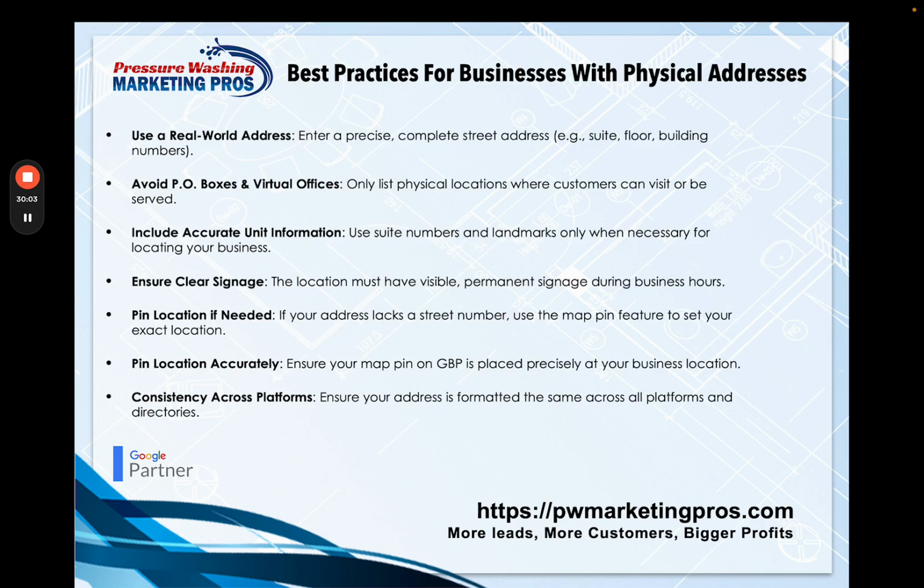So what are the best practices for businesses that actually have a physical address? Well, like I will reiterate again, guys, use a real world address, avoid PO boxes and virtual offices, include accurate unit, suite, and building numbers, ensure that there's clear signage, pin location if needed. So if your address lacks a street number, use a map pin feature to set your exact location. And ensure that your map pin is actually properly placed on your Google Business Profile, guys.